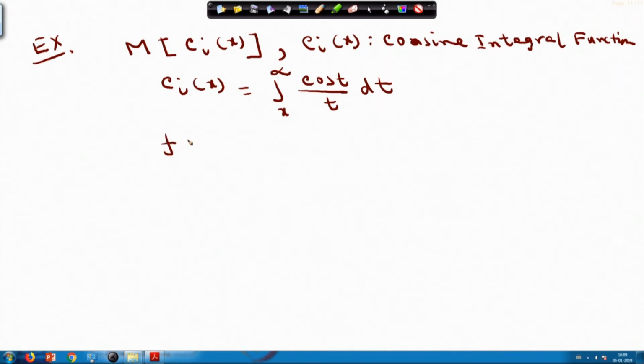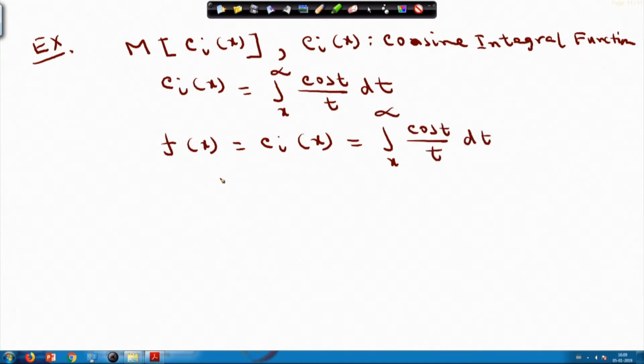Again, just like the earlier example, I am starting with f x equals CI x, that is, the integral from x to infinity of cos t by t dt. If I differentiate with respect to x on both sides, then I will obtain f dash x equals minus cos x by x. Again, I am doing it using the Leibniz integral formula. So, your f dash x is equal to minus cos x by x, and the Mellin transform of cos we have done earlier.